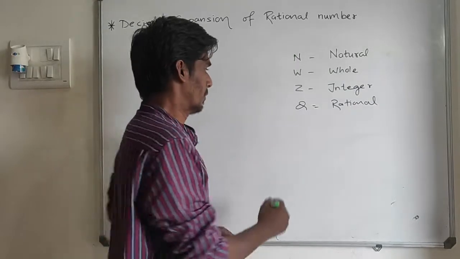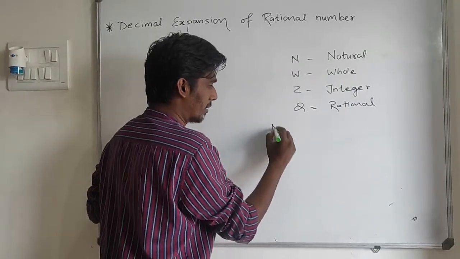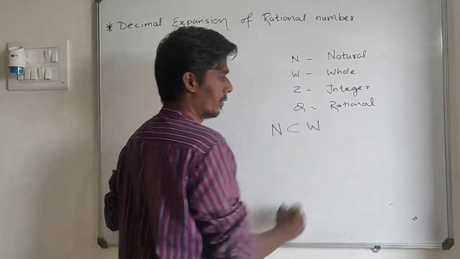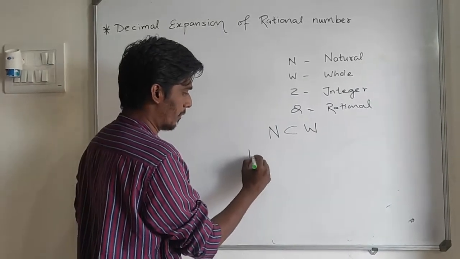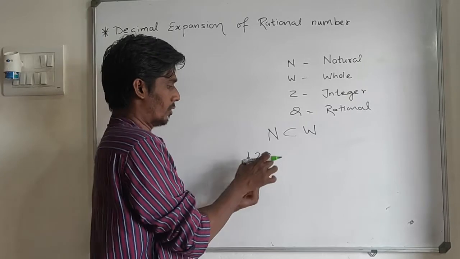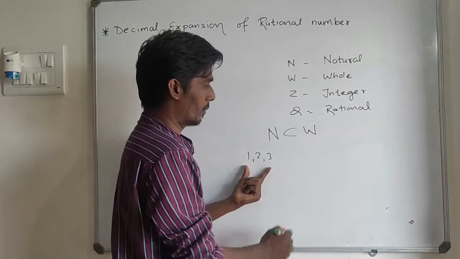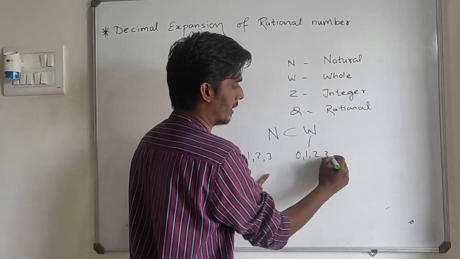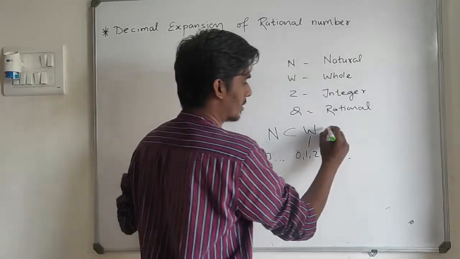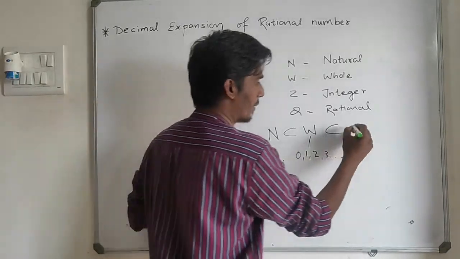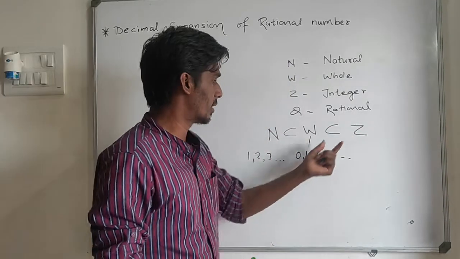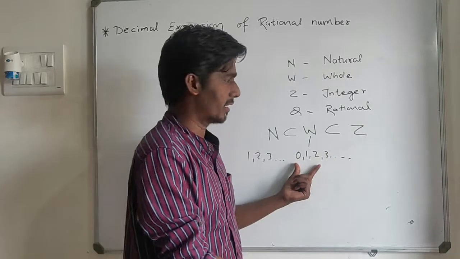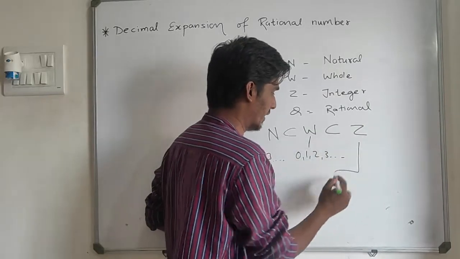Rational number. Here I can see that all the natural numbers are present in what? Whole numbers. Why so? If I write 1, 2 and 3, these are present in whole numbers also. Now whole numbers are 0, 1, 2, 3, and so on. So all these whole numbers are present in integers.